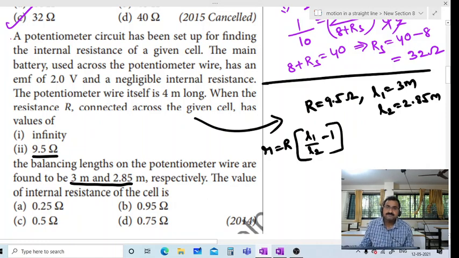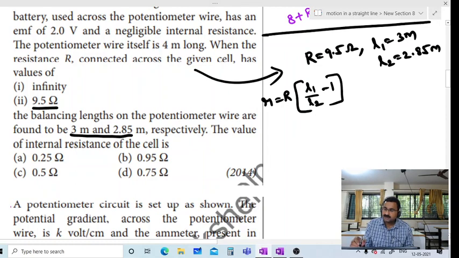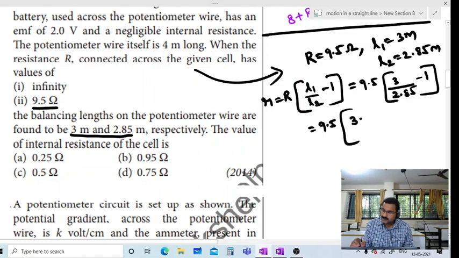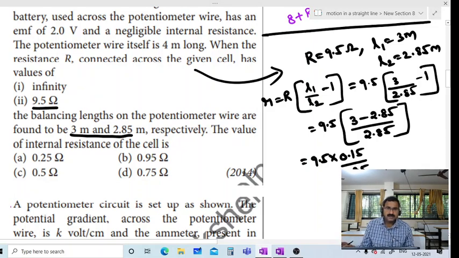Oh, that much only. See the question length, how much is there, but how easy this one is. 9.5 into 3 divided by 2.85 minus 1. 9.5 into 3 minus 2.85 divided by 2.85. So what are you getting there? 0.15 divided by 2.85. So this is the calculation we have to do there to solve the problem. So see that one, what is the answer we are getting in that one.